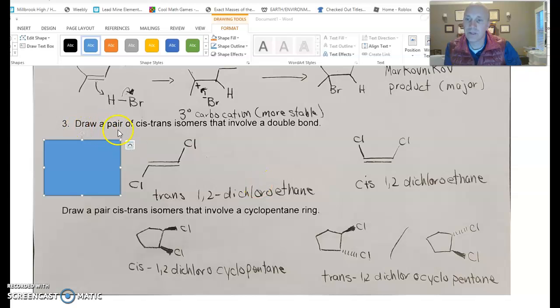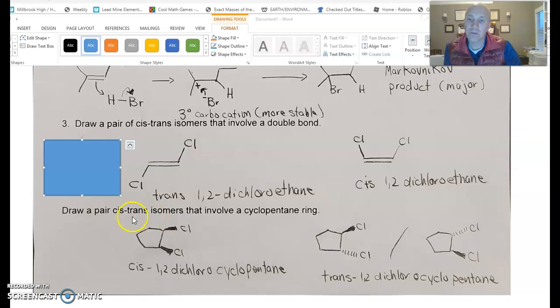All right, and the next question asks for a pair of cis-trans isomers that involve a double bond. If you have a double bond and each of the carbons has one substituent which is not a hydrogen, you have that situation for cis-trans isomers. This would be an example of trans, and this would be cis right here. Again, cis is on the same side.